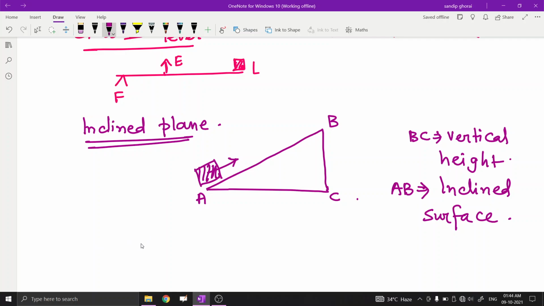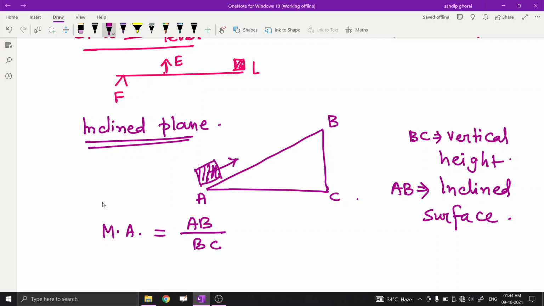The mechanical advantage of an inclined plane is the ratio of the length of the plank or inclined surface to the vertical height of the load raised. So here we can say mechanical advantage is equal to AB upon BC. Here AB is the length of the inclined surface, and BC is the vertical height.